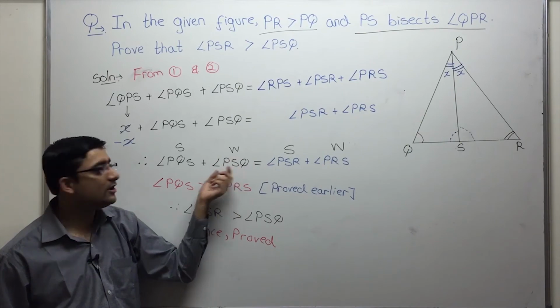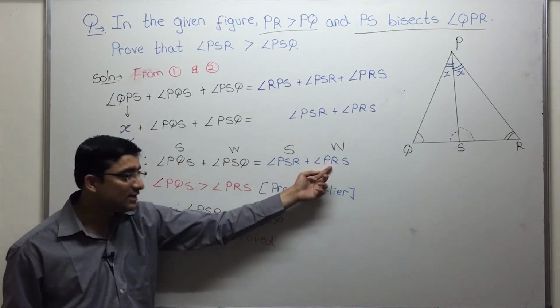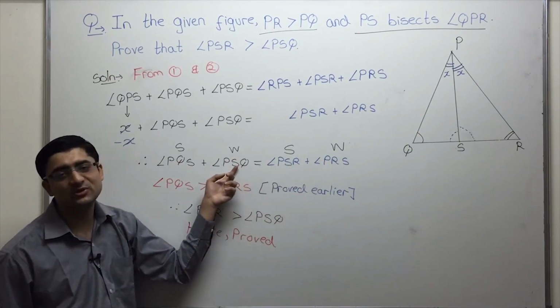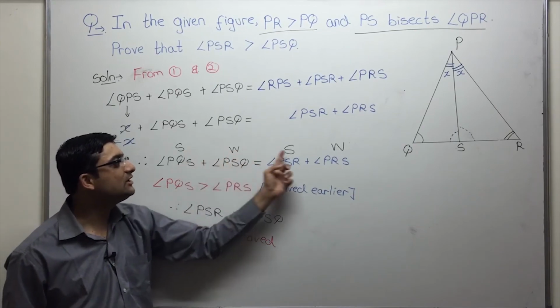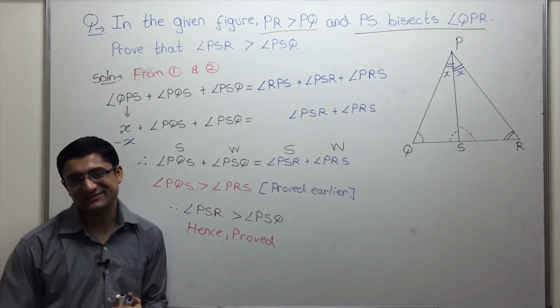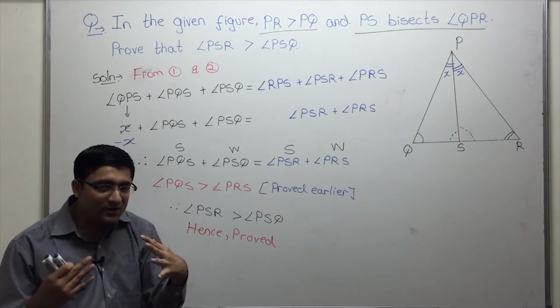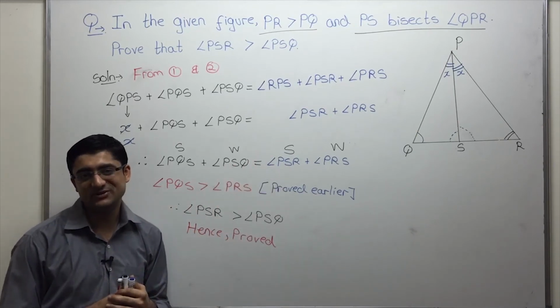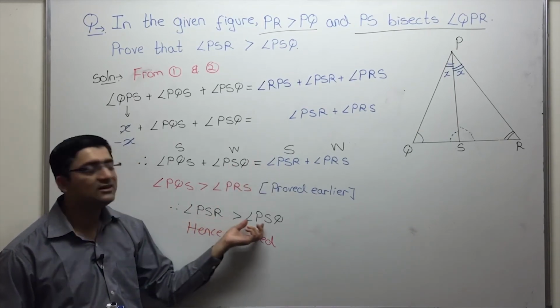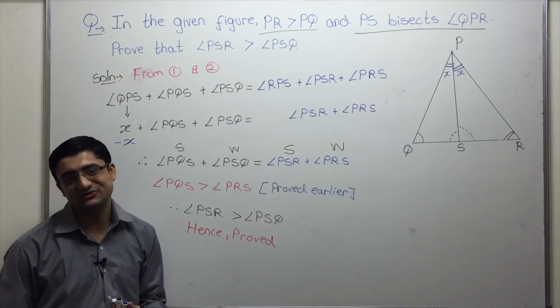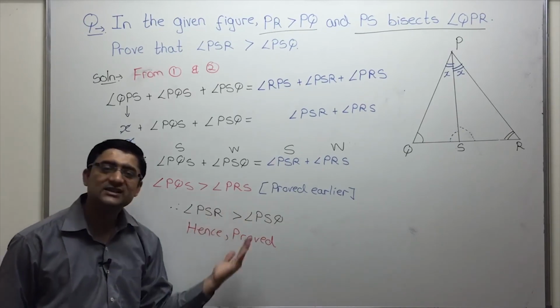Why? Tug of war. If this is strong and this is weak, that means this over here has to be strong, this has to be weak. Only then one strong, one weak, one strong, one weak, the equation is satisfied, right? So using the tug of war intuition, we can solve such type of situations, right? So we have angle PSR greater than angle PSQ, hence proved, right? So this is how you solve such type of questions.